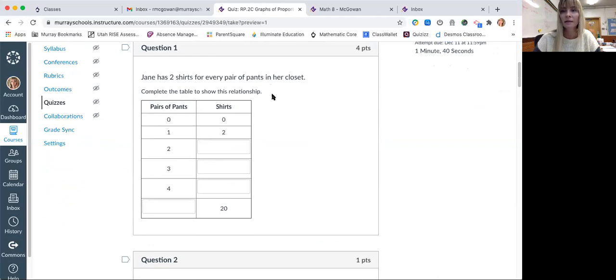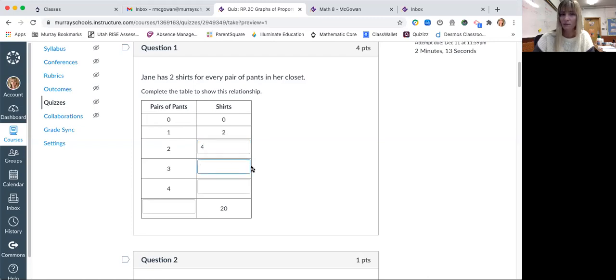So we are going to use that information first to complete this table that we can just type into these boxes. Of course, if she has 0 pairs of pants, that means she has 0 shirts. If they tell me something like 2 shirts for every pair of pants, 2 shirts per pair of pants, that's a unit rate right there, or a K. And that's why if she has 1 pair of pants, 1 times 2 is 2, that means she has 2 shirts. So if she has 2 pairs of pants, she must have 4 shirts.